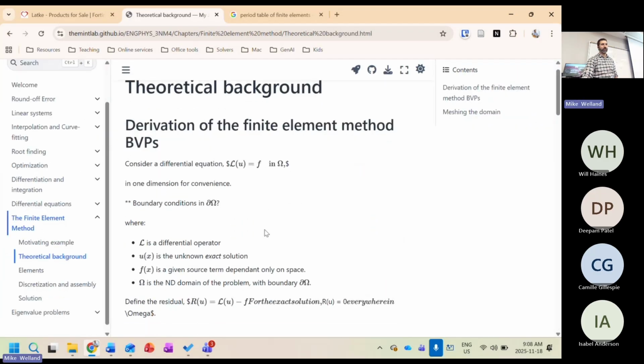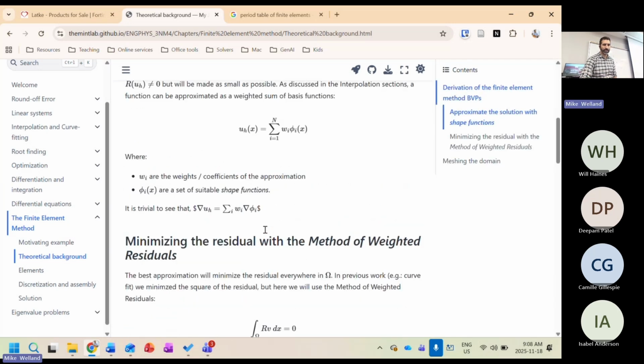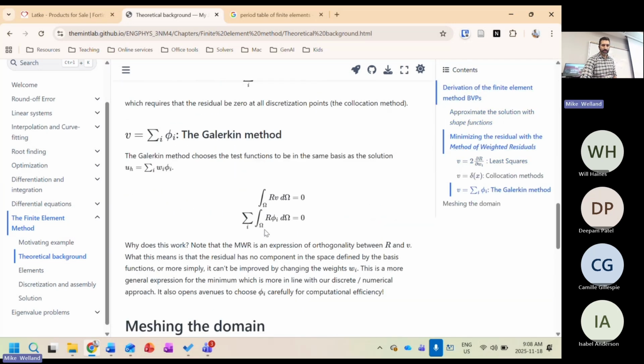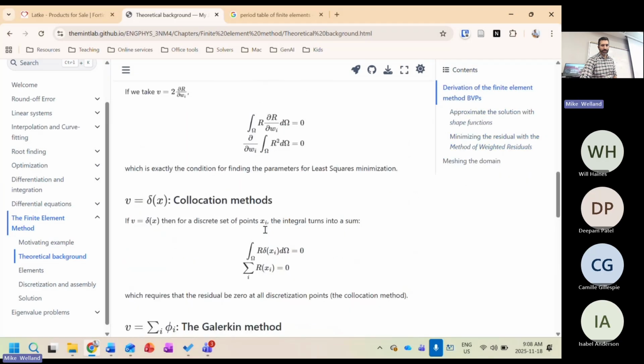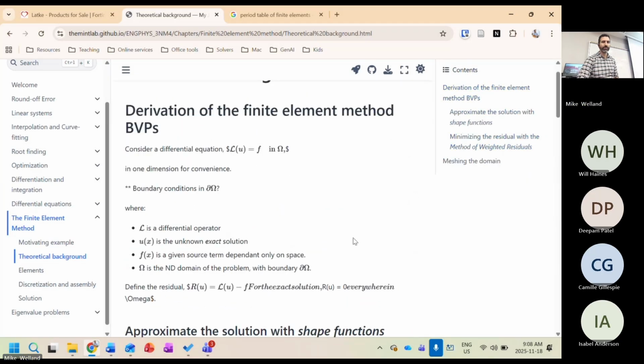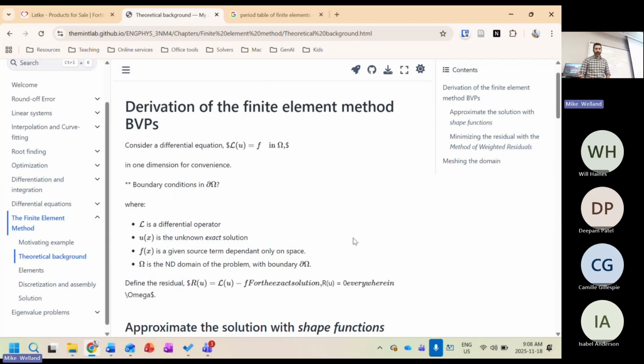So far, so good. All right. Nobody's fallen off their seats yet. Let's get through this. I'm going to try and get down to meshing the domain.